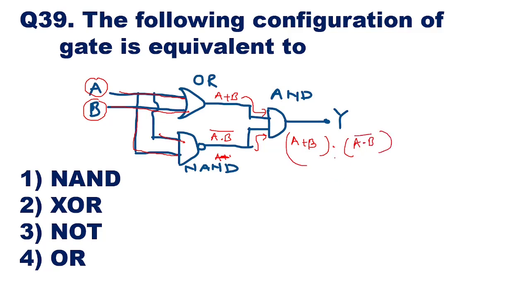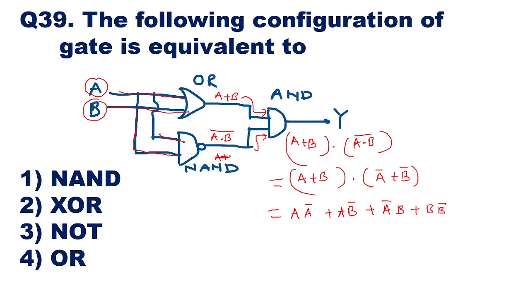Now this is the output of the AND gate. (A into B) whole bar, according to De Morgan's theorem, can be written as A bar plus B bar. Now if you multiply them according to Boolean algebra, we have A into A bar plus A into B bar plus A bar into B plus B into B bar. Here A into A bar is nothing but 0 and B into B bar is nothing but 0, so what remains is A into B bar plus A bar into B, and this expression is the one followed by the XOR gate.